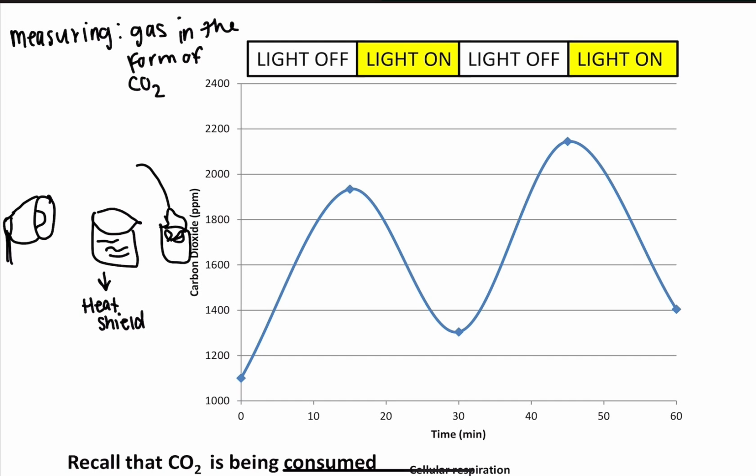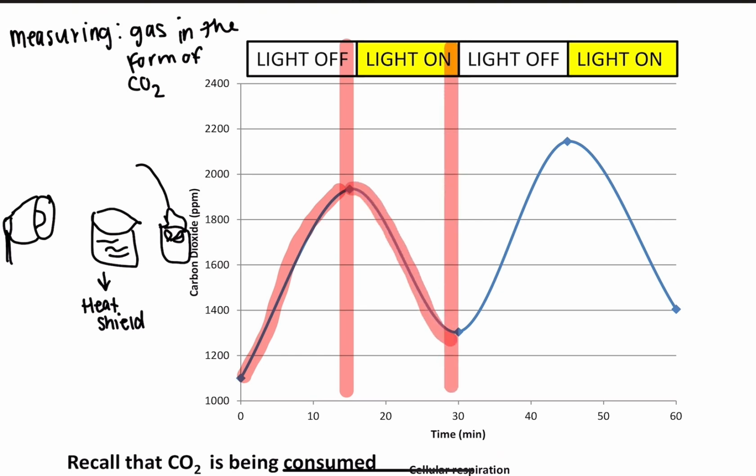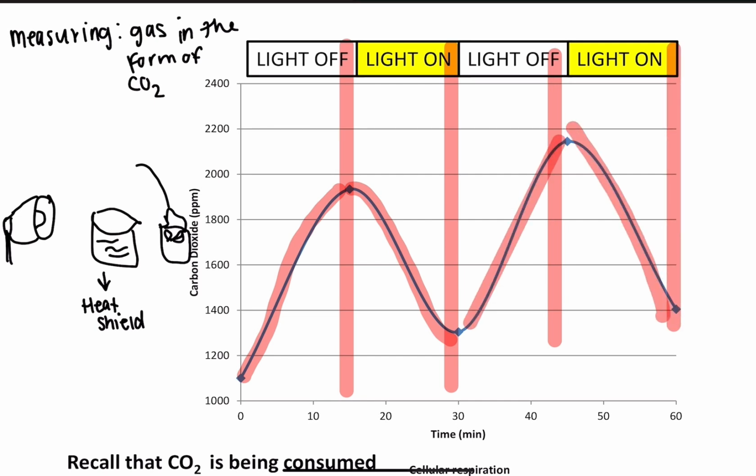At specific moments, we covered the plant with foil and turned off the light. What we noticed was that carbon dioxide production increased when the lights were off. Just look here. When the lights were off, we had carbon dioxide going up, and when the light was on, carbon dioxide was going down.